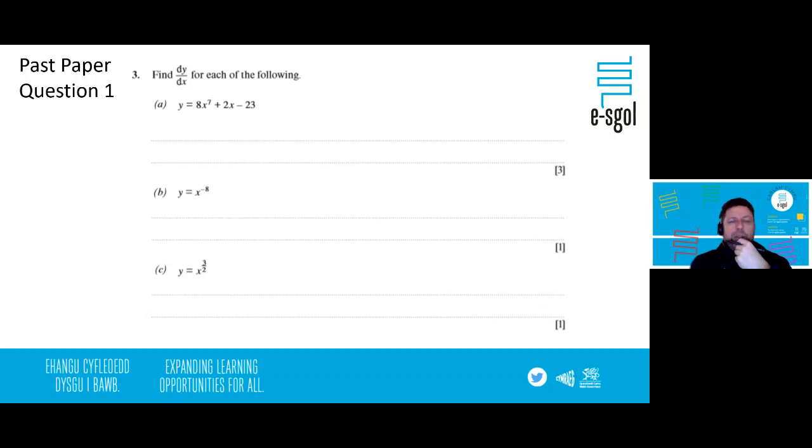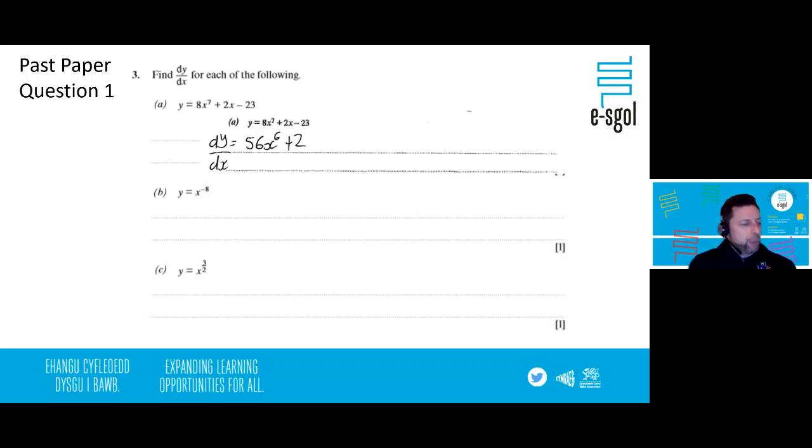I'm not saying anyone would have seen them, but just to show you I have got my answers ready, and then you can think if there's any questions you want to ask on the back of those. Okay, the first one, where did I get that from? Well, 8 sevens are 56. Power decreases by 1. 2x differentiates to 2. Why is that? Well, let's show you over here. 2x, that really has a power of 1. 2 times 1 is 2.